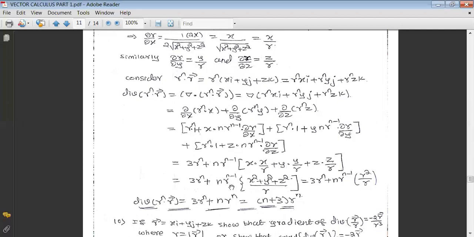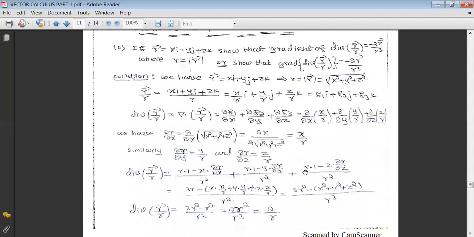Then it is n into r raised to n minus 1 as it is. This is r square by r. One r will get cancelled. Once you multiply, the base is same, add the powers, you get again r raised to n. Then r raised to n, if you take common, then you will get it as n plus 3 or 3 plus n. That will be the required result. That is divergence of r raised to n into r bar equals n plus 3 into r raised to n, where r is the magnitude of r bar and r bar is given by xi plus yj plus zk.